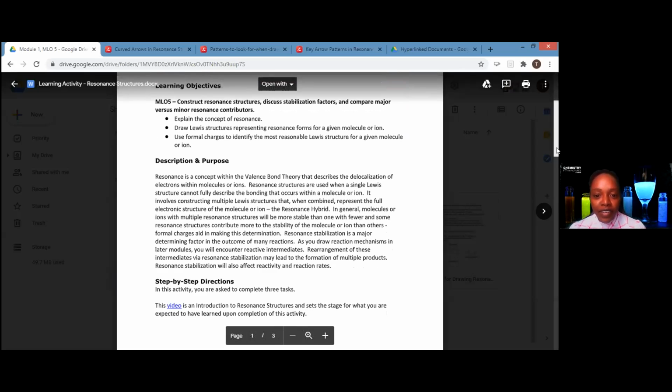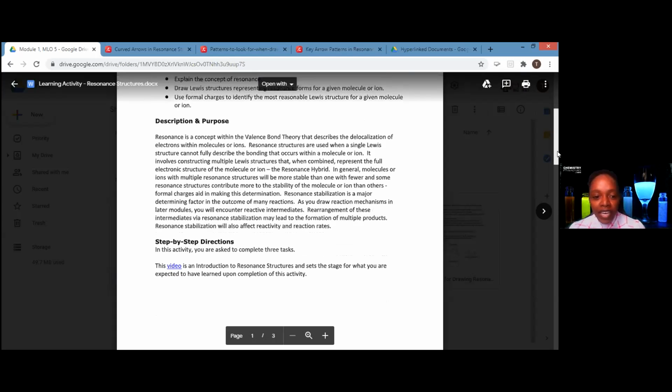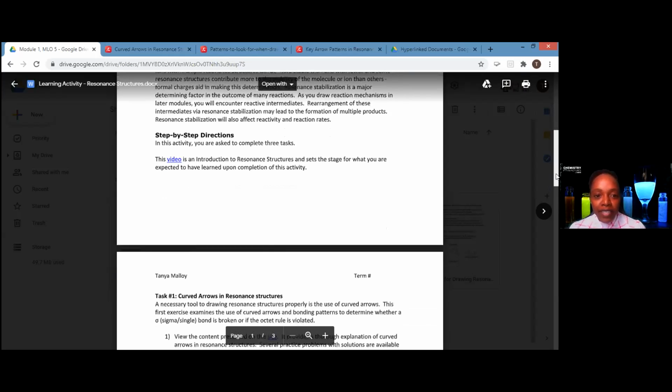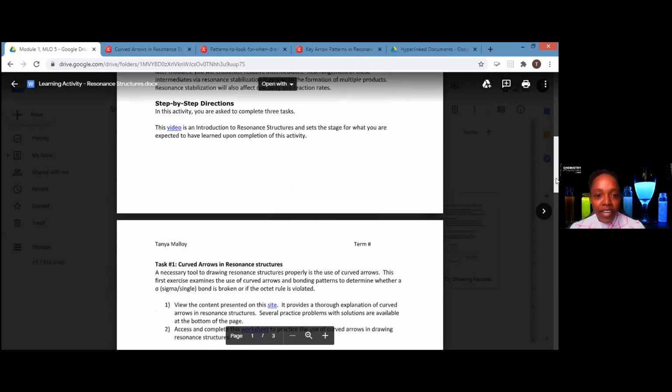For each of these transparent assessment sheets, you'll notice that we have the description and the purpose, to help bring to the students the importance of learning this specific concept and how it would benefit them as they continue on through this course or other courses in their curriculum. So next we're going to move into the step-by-step directions for this specific learning activity.